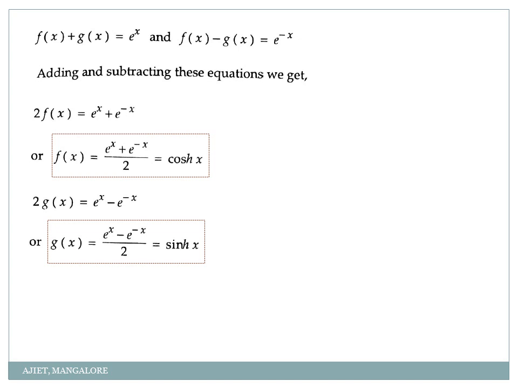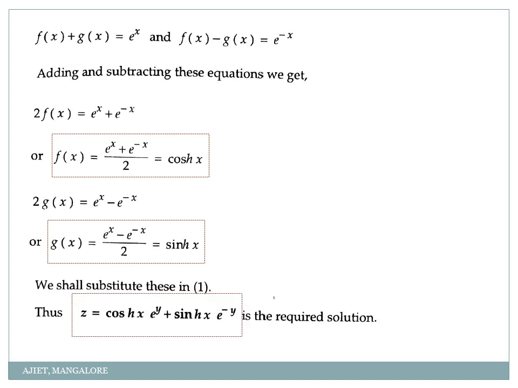Did I get the two constants? Yes. Now what to do? Substitute both the constants in equation 1, that is my general equation. So we will get z is equal to, this was the first function f of x, that is cos hyperbolic x into e power y, plus g of x, sine hyperbolic x into e power minus y, is my required solution. Clear?